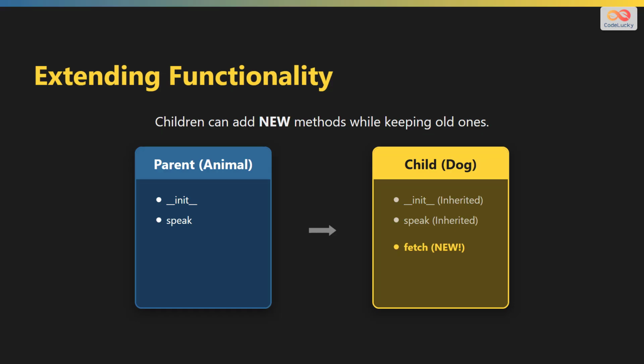The real power comes when we extend functionality. Children aren't limited to just what their parents have. They can add their own unique methods. Here, our dog class inherits the init and speak methods, but we have added a new method called fetch. This fetch method is exclusive to the dog class.